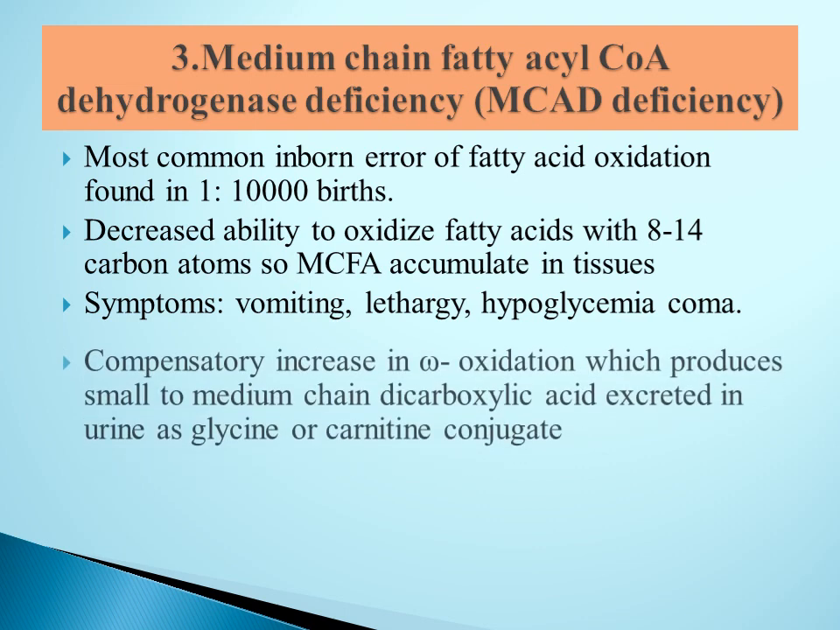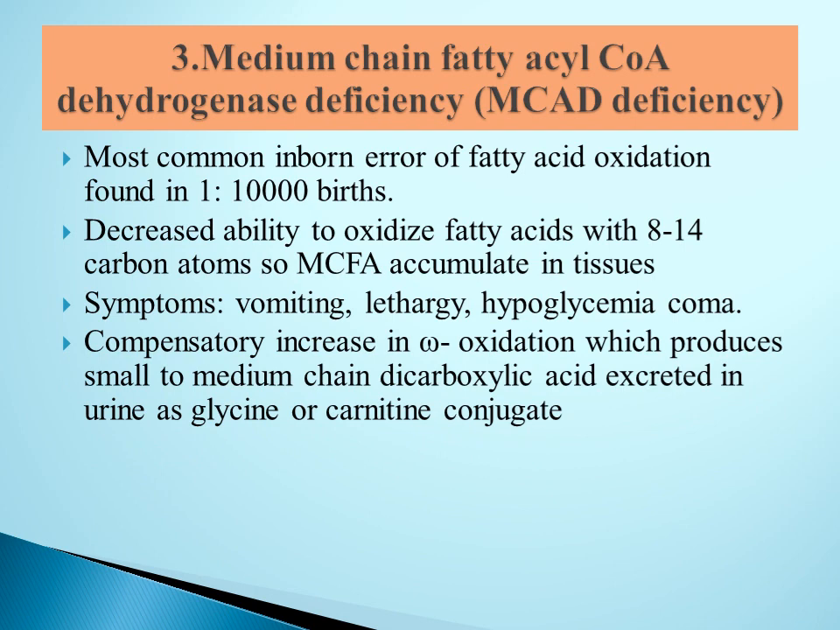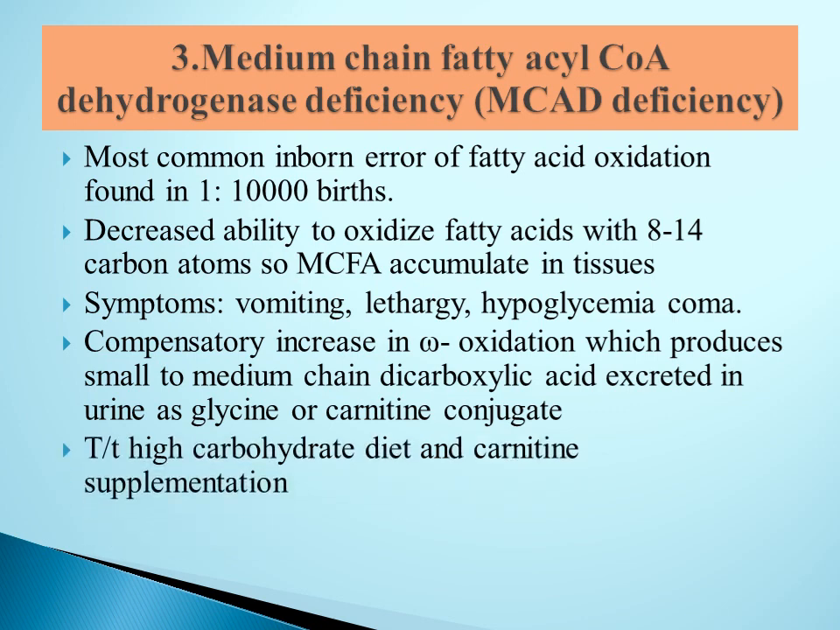As medium chain fatty acids cannot undergo beta oxidation, these fatty acids are diverted to another oxidation known as omega oxidation. In omega oxidation, it produces small to medium chain dicarboxylic acid excreted in urine as glycine or carnitine conjugate. What is the treatment for this disorder? High carbohydrate diet and carnitine supplementation. High carbohydrate diet ensures uninterrupted energy supply, whereas carnitine supplementation will make sure that long chain fatty acids can enter into mitochondria and undergo beta oxidation to supply energy.